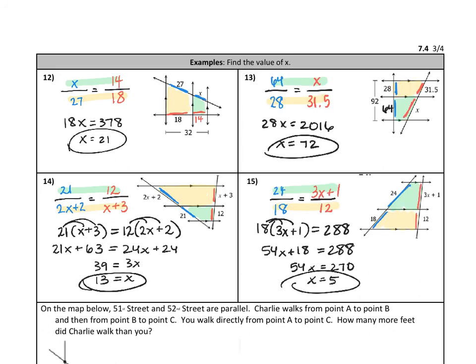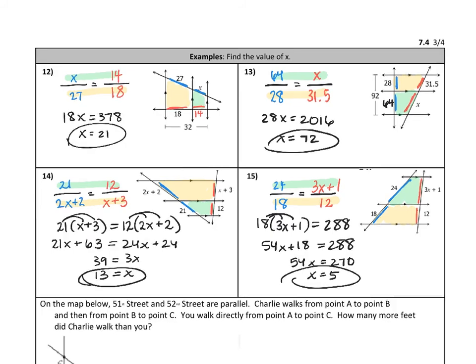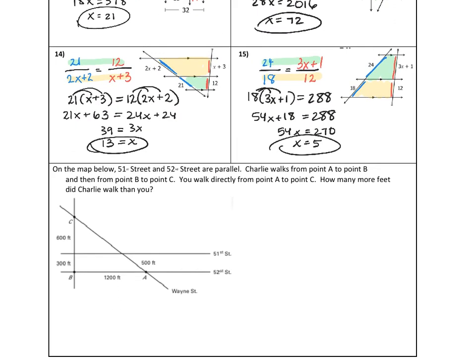Okay, here's your solutions. So now we're going to try one more before we finish for the day. This time we're comparing the distance that Charlie walked to the distance that you walked. So let's think about the paths that they tell us were taken in each of these examples. They say first that Charlie walks from point A to point B. So he makes it along the bottom side of this triangle here. And then he goes from point B to point C. So then he goes up the left-hand side of the large triangle. Now, you, on the other hand, are going to walk directly from point A to point C.